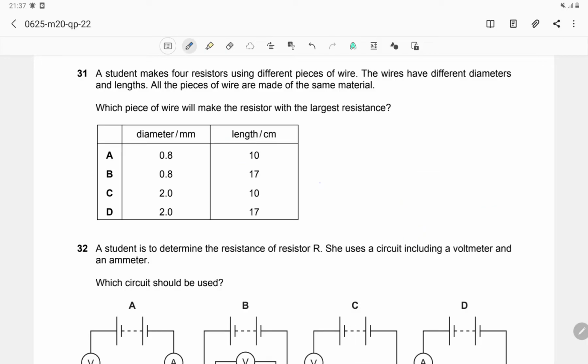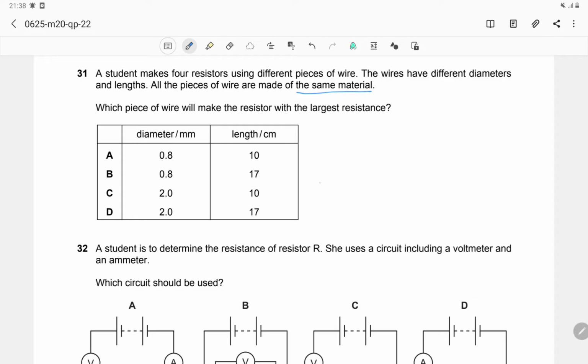Question 31. A student makes 4 resistors using different pieces of wire. The wires have different diameters and lengths. All the pieces of wire are made of the same material. Which piece of wire will make the resistor with the largest resistance?